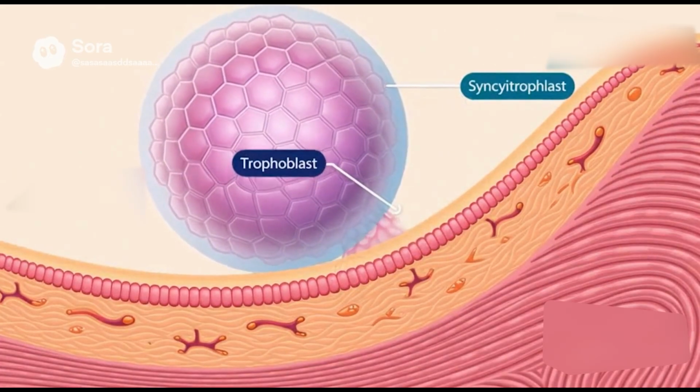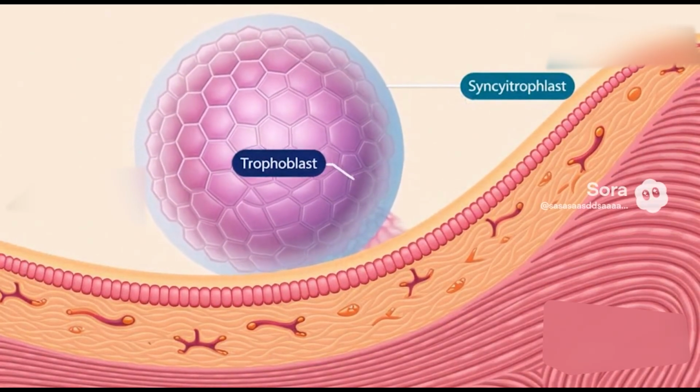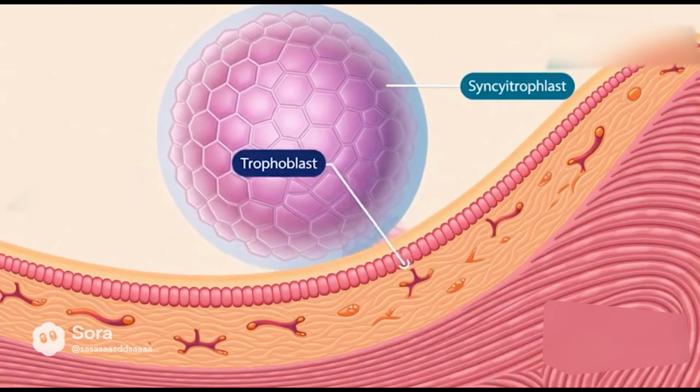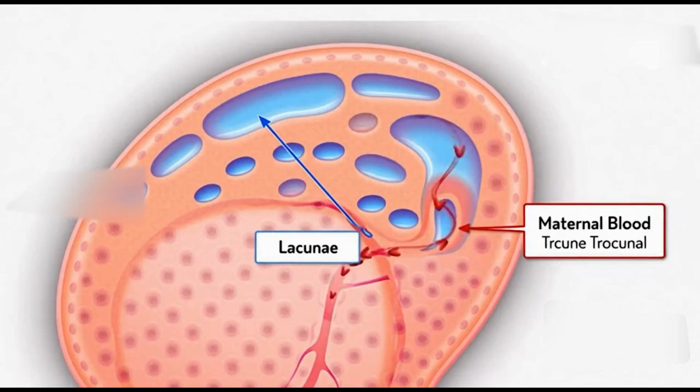Trophoblast cells invade the uterine lining, forming the syncytiotrophoblast. This ensures the embryo embeds securely and prepares for placenta development. Spaces called lacunae form within the trophoblast, allowing maternal blood to flow in, supplying oxygen and nutrients to the developing embryo.